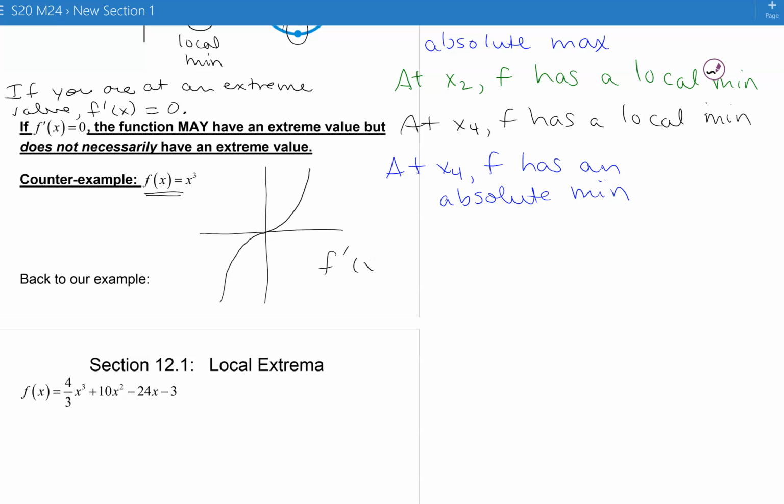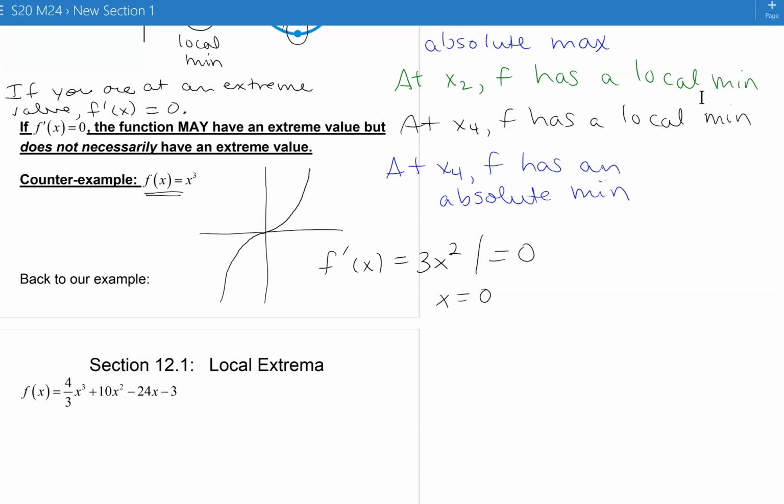And its derivative will be 3x squared. So if we set that equal to 0, that's going to happen when x is 0. So when x is 0, the derivative is 0. But look at the graph. Clearly, we don't have a max or a min. This function is always increasing.